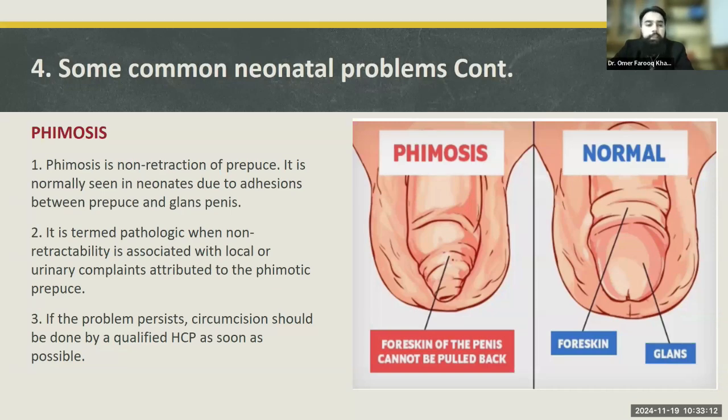behind the glans, then that can create a problem, especially when local or urinary complaints start to appear. There is some sort of urinary retention in the baby, or there is some sort of infection going on. Then you need to get the circumcision done, because these kinds of problems can be painful for the baby as well in the long run.